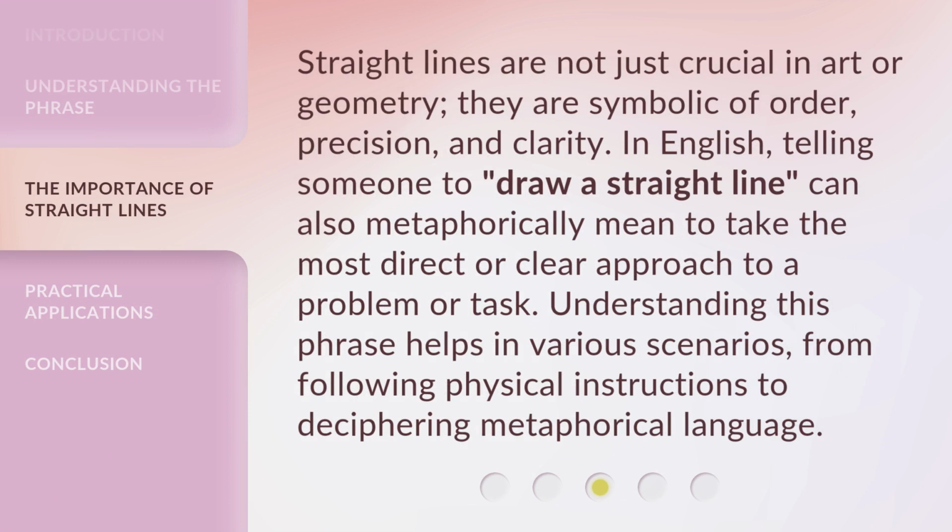Straight lines are not just crucial in art or geometry. They are symbolic of order, precision, and clarity. In English, telling someone to draw a straight line can also metaphorically mean to take the most direct or clear approach to a problem or task. Understanding this phrase helps in various scenarios, from following physical instructions to deciphering metaphorical language.